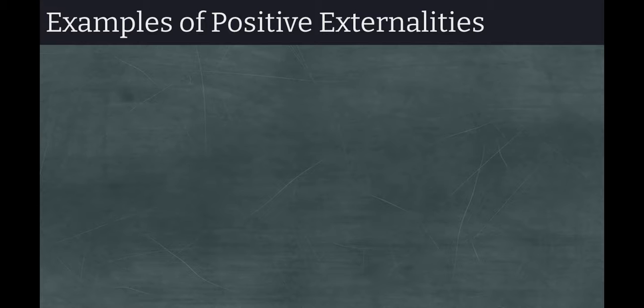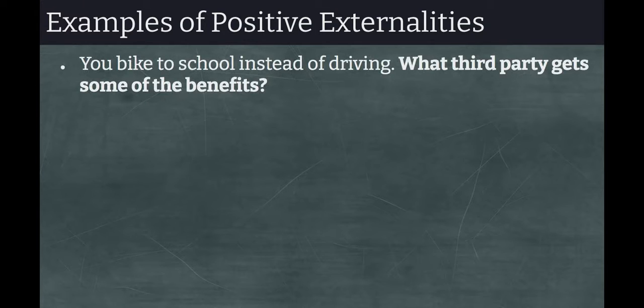So, just like we did with negative externalities, let's look at some examples of positive externalities. So, suppose that you bike to school instead of driving. Think about that. What third party in this example gets some of the benefits? All right, if you said society as a whole, you are correct. So when you bike to school, you get benefits, right? But society as a whole will benefit from the fact that you are not polluting the environment, your car is not emitting CO2, right? You are taking an environmentally friendly way to go to school.